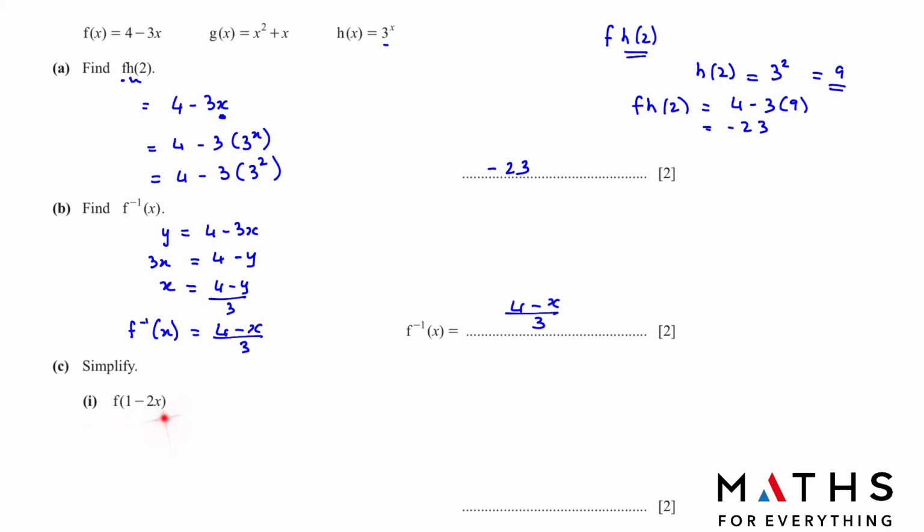C1, find f of 1 minus 2x. So this is f of x. We want to find f of 1 minus 2x. Remove the x and replace it with 1 minus 2x. We expand the bracket: negative 3 multiplied by 1 is negative 3. Negative 3 multiplied by negative 2x is positive 6x. 4 minus 3 is 1, plus 6x. So we always have to simplify and add the like terms.